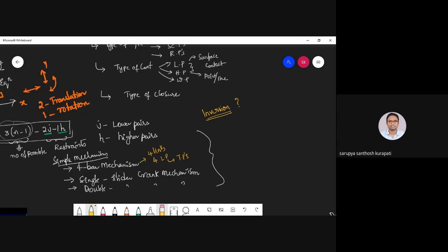So here in the 4-bar mechanism, how many inversions are there? Here I have 3 inversions. One is the double crank mechanism. The other one is the crank rocker mechanism. And the third one is the double rocker mechanism.